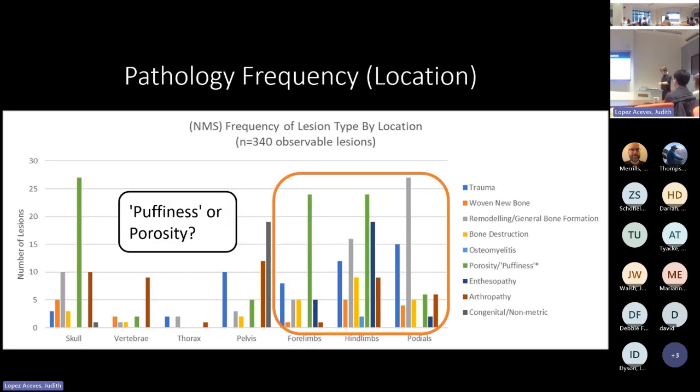When we look at the National Museum Scotland collection, however, a slightly different picture starts to emerge. This may be due to the larger sample size, which is interesting. Trauma becomes less dominant across the skeleton and replaced instead by the remodeling in the podials, enthesopathies, which are the bony reaction to consistent trauma, including, like, you know, when you pull a muscle or pull a tendon, or if you're using a certain tendon more often than not, that's what happens. What we also see again is this puffiness and porosity, particularly in the limbs. There's something going on with the skull, but I'll come back to that in a second.